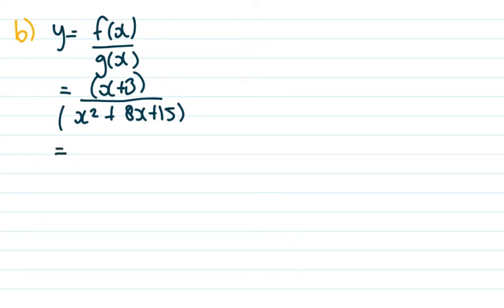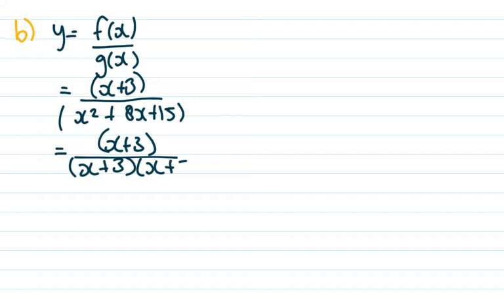Again, we're going to factor the quadratic. So now we have x plus 3 over x plus 3, x plus 5. We can cancel out the x plus 3's, and that just leaves us with 1 over x plus 5. So since we've canceled out that x plus 3, that will leave us with a hole at x equals -3.